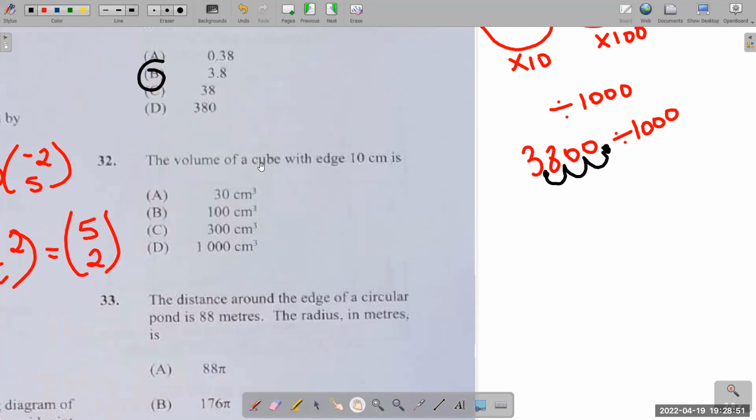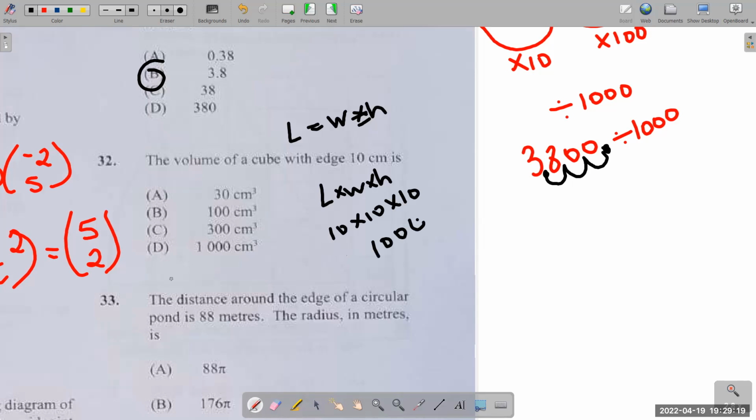Next one. The volume of a cube with 10 centimeter edge is what? What does a cube mean? A cube means all the sides are equal. The length is the same thing as the width, which is the same thing as the height. Everybody agree? And how do we find volume of those shapes? Length times width times height. So that's 10 times 10 times 10. So how many zeros is that? 1, 2, 3. Somehow, I don't know how students are getting this wrong. So I hope everybody is following.